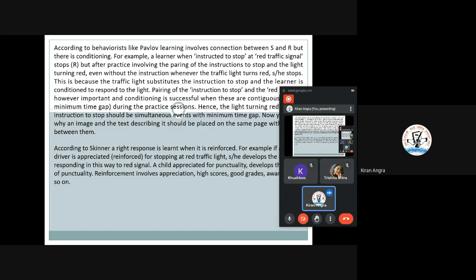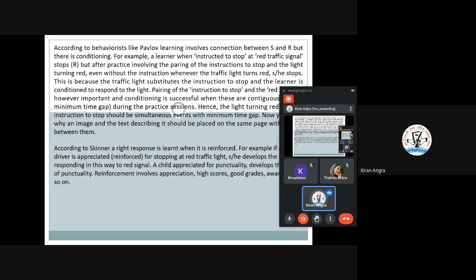So the light example which I have given you, the light turning red and the instruction to stop, is a stimulus event with a minimum time gap. According to Skinner, another theory of learning you have read, a right response is learnt when it is reinforced.